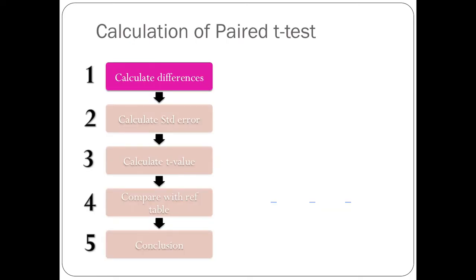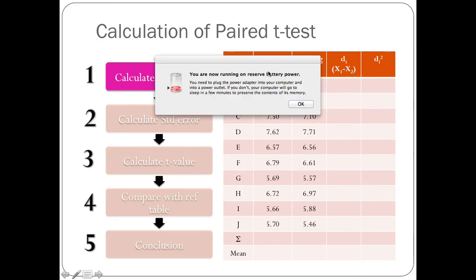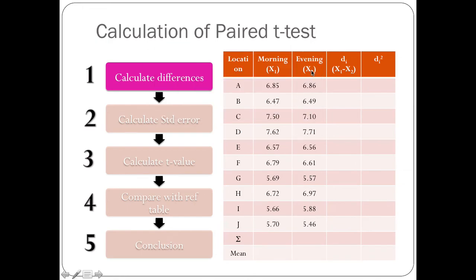So how do we calculate? The same way. Calculate the differences first. Put all your data into a table. This is the table that we have already filled in. Your location, there are 10 samples here. The morning pH is X1. The evening pH is X2. Fill in all your data, calculate the differences X1 minus X2, and square your differences.